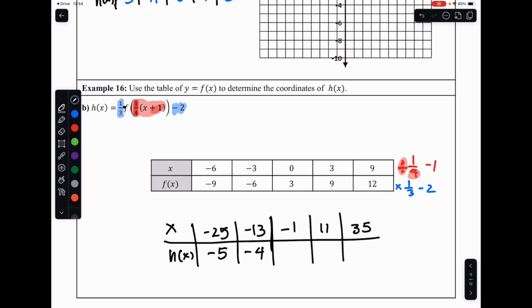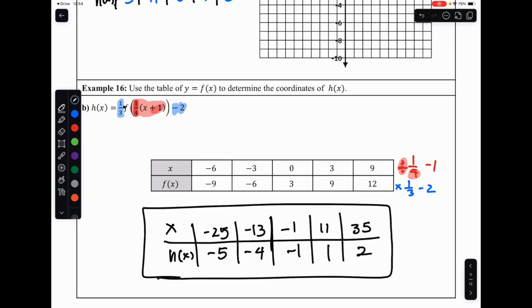3 times 1/3 is 1, and 1 minus 2 is negative 1. 9 times 1/3, well, it's the same as this number but positive, so positive 3 minus 2 is 1. And then 12 times 1/3 is 4, and 4 minus 2 is 2. So there is your table for the graph of h.